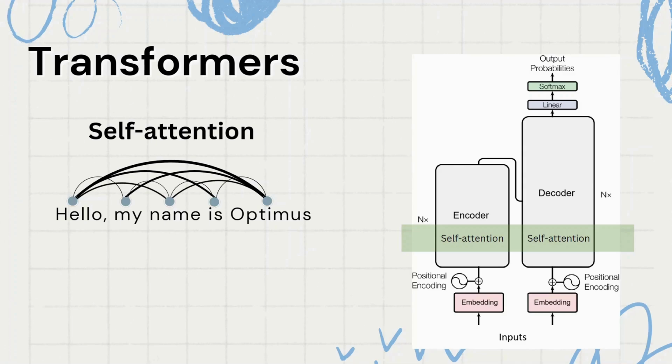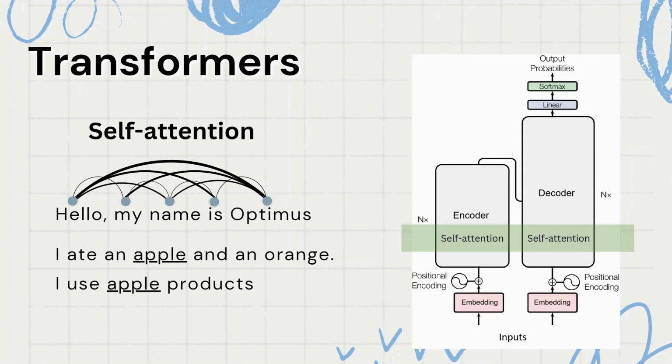But you may ask why the model needs this contextual information in the first place. Let me explain it to you. Let us consider these two sentences. I ate an apple and an orange. I use Apple products. Now in both sentences, we have used the same word apple, but they have completely different meanings based on the context in which they are used.